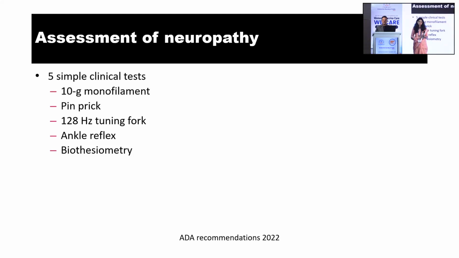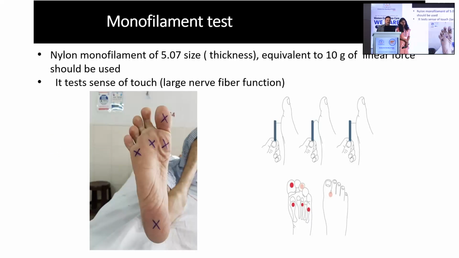So these are the simple clinical tests that you can do in your OPD. One is the monofilament test, the second is the pinprick sensation, the tuning fork test, and the ankle reflex. And if you have access to biothesiometry, that's good, but it's not mandatory. So these are the first 4 tests you can do very easily in your clinical practice.